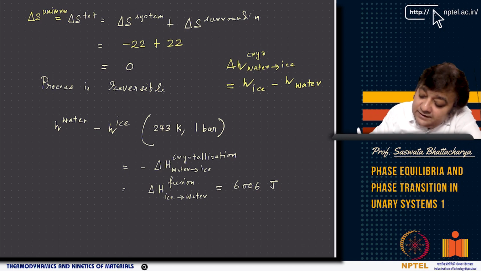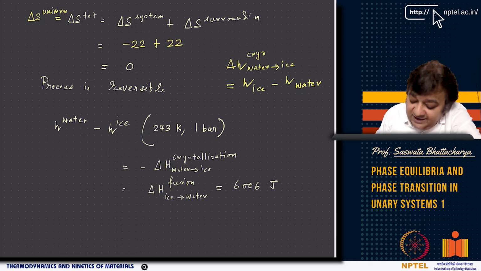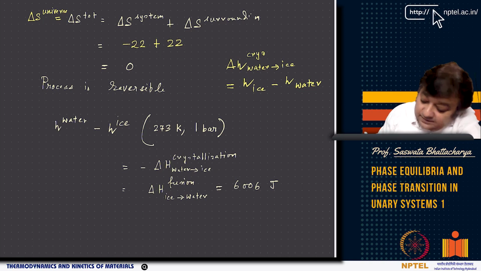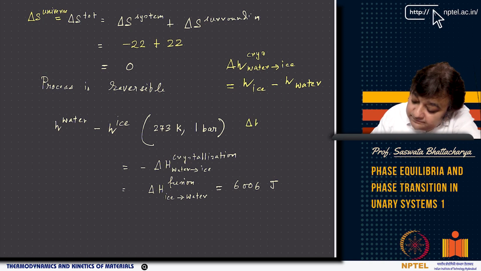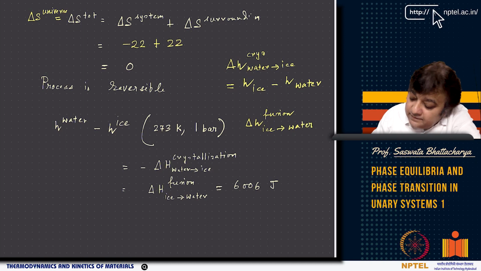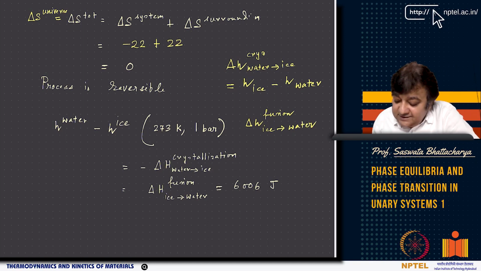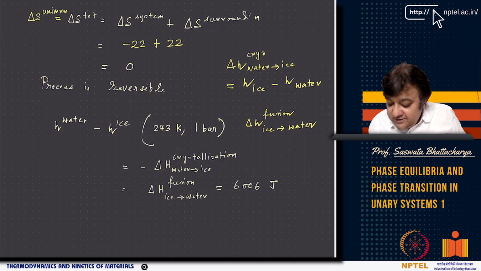So delta H fusion will be H water minus H ice. H water minus H ice is nothing but delta H fusion, ice to water. Ice has to absorb heat, so it is minus of the delta H of freezing, which is equal to delta H fusion, which is nothing but 6006 joules.